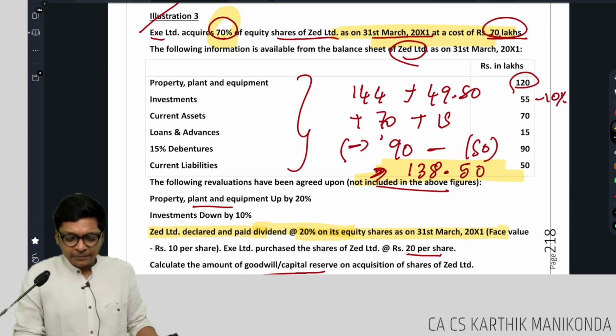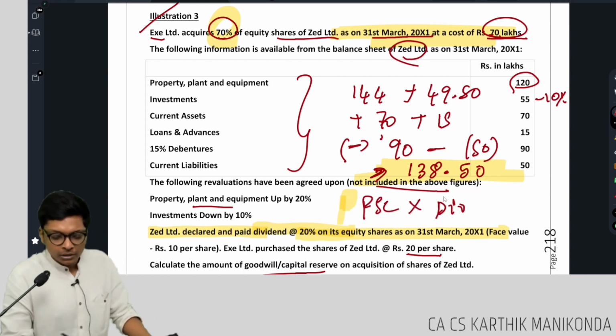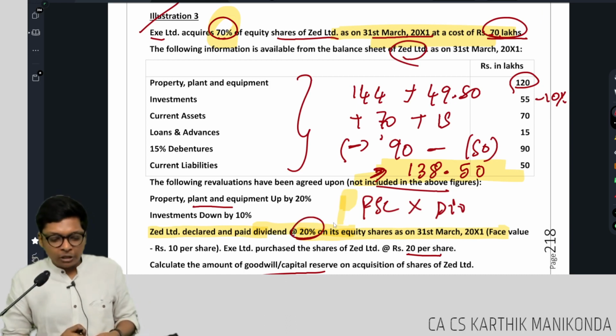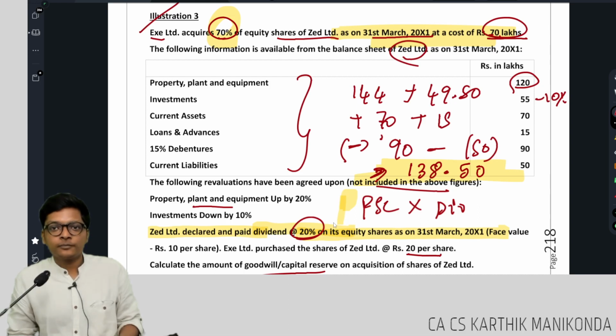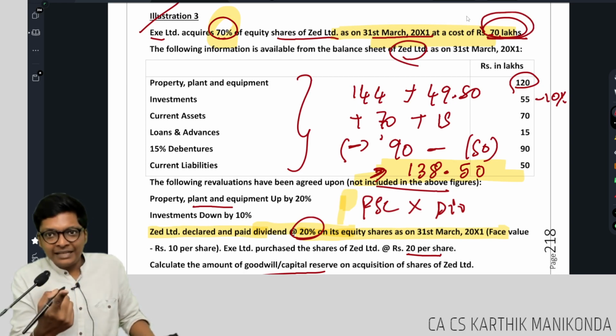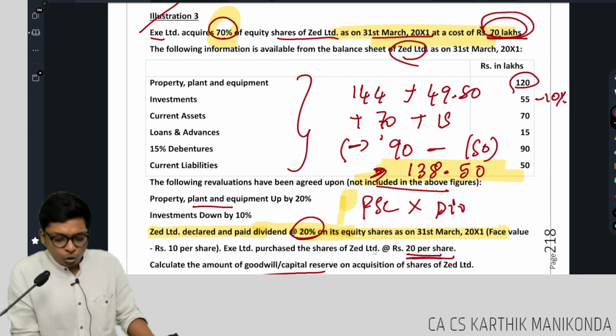Compute dividend fast. 7 lakhs. Very simple. What is dividend? Paid up share capital into dividend rate, correct? Dividend rate is straight away given at how much? 20% on paid up share capital. How to find paid up share capital? How to find? Cost of investment is 70 lakhs. I paid 70 lakhs for buying a share worth 20 per share.